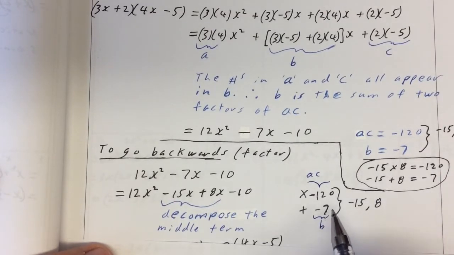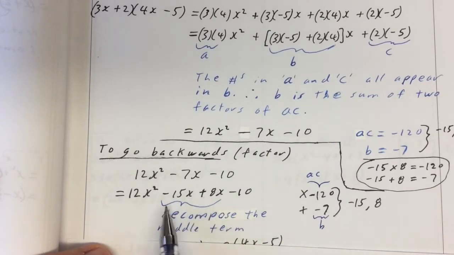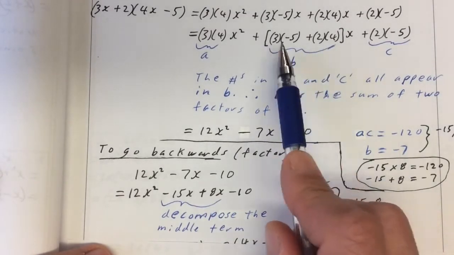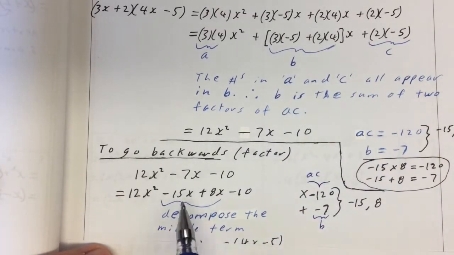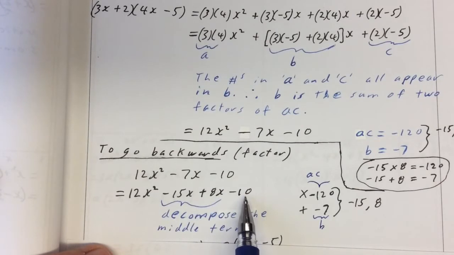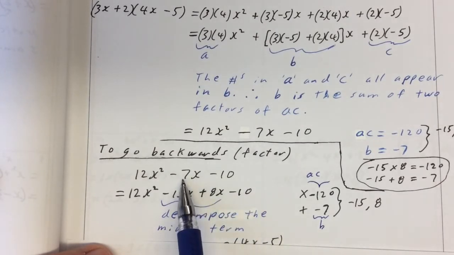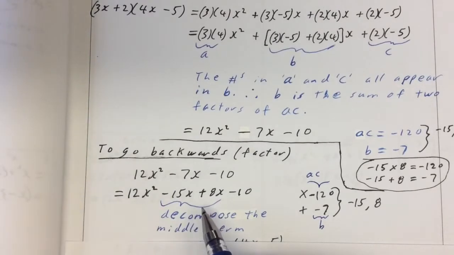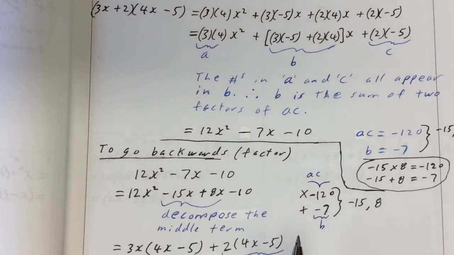So what we do now is we take and we decompose that middle term. Okay, so we break it up into those two numbers. Remember, those two numbers were right here. So we're going to break it up into negative 15x and 8x. These two are equal. The x squared term hasn't changed. The constant term hasn't changed. Negative 7 is the same as negative 15 plus 8. Okay, so we're breaking this up. So if we decompose that middle term into those two, then we can do this.